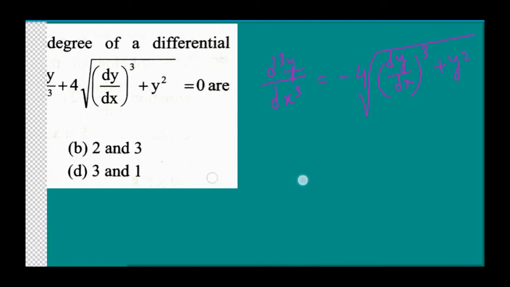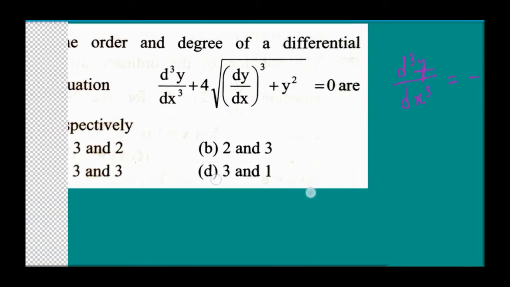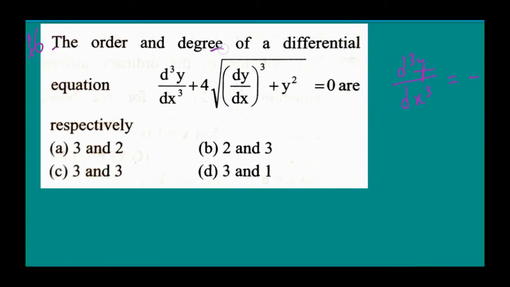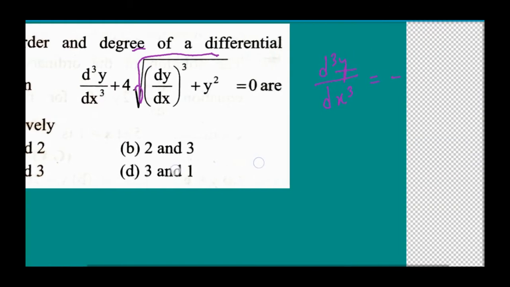This is only a simple degree and order question, and why am I doing this? Actually, I have told in the first question that the equation should be free of radicals, and the degree and order are integers. So here this one is root over, that is half to the power half. So we have to eliminate that one first.